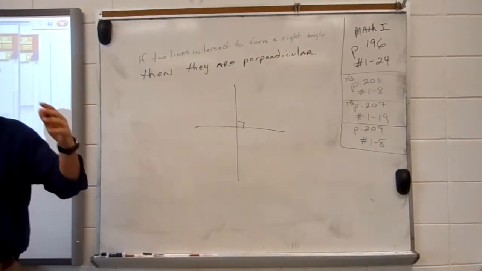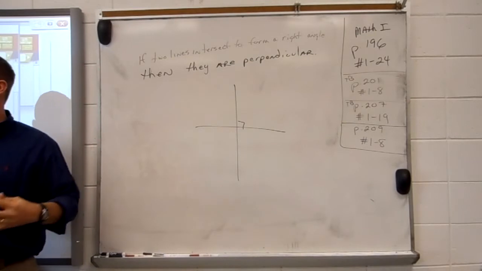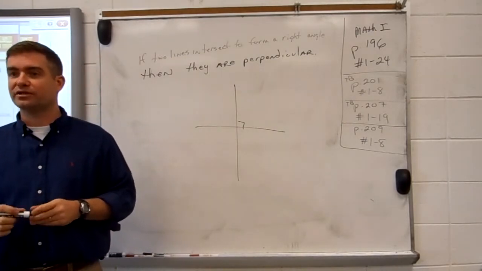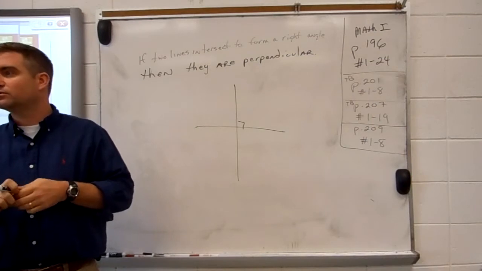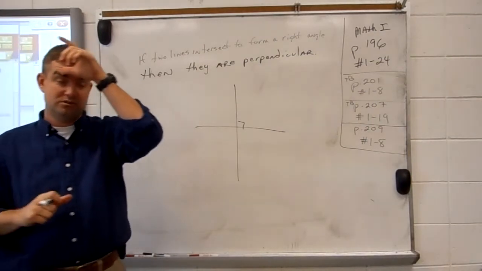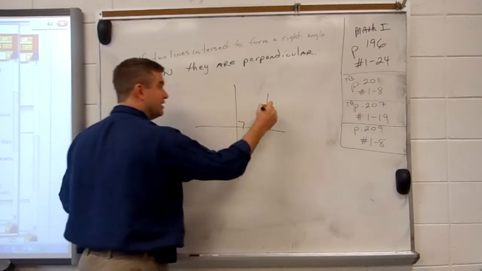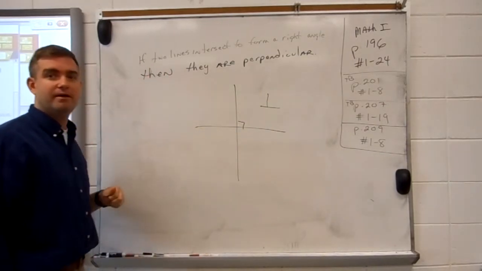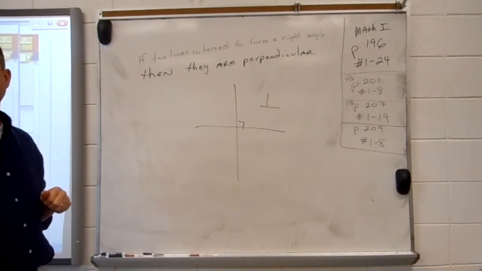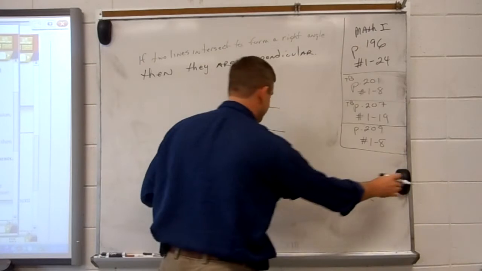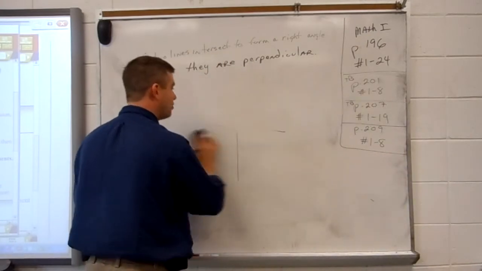So this is a geometry definition that we're going to get to use our converse, inverse, and contrapositive. So this is our second example. Okay, questions? Colin, you good? Yeah. Okay. So if two lines intersect to form a right angle, then they are perpendicular. That's the symbol for perpendicular. It's an upside down T. So if this, then this. We can say they are perpendicular. All right, so now let's practice.